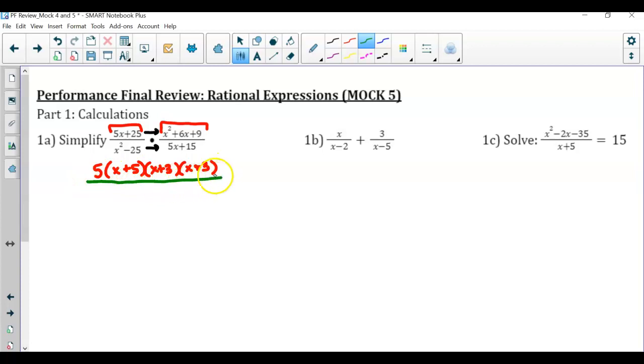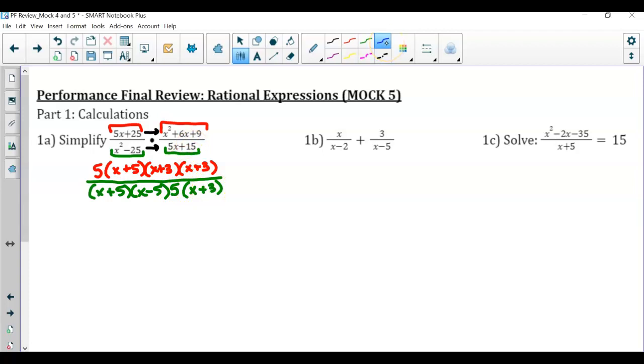So now in the denominator, can we factor here? Yes, because that's the difference of two perfect squares. So that is x plus 5 times x minus 5. Then can I factor 5x plus 15? Yes, because there's a GCF of 5. So when you take out 5, you're now left with x plus 3 from 5 divided by 5, which is 1, and 15 divided by 5, which is 3.